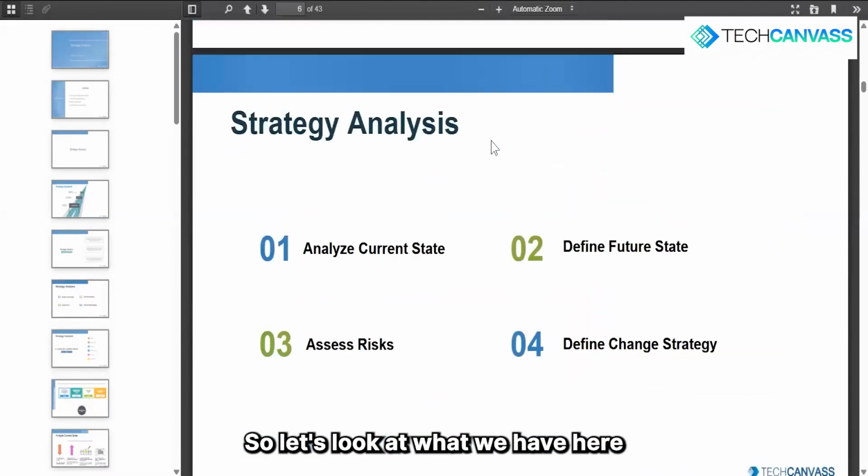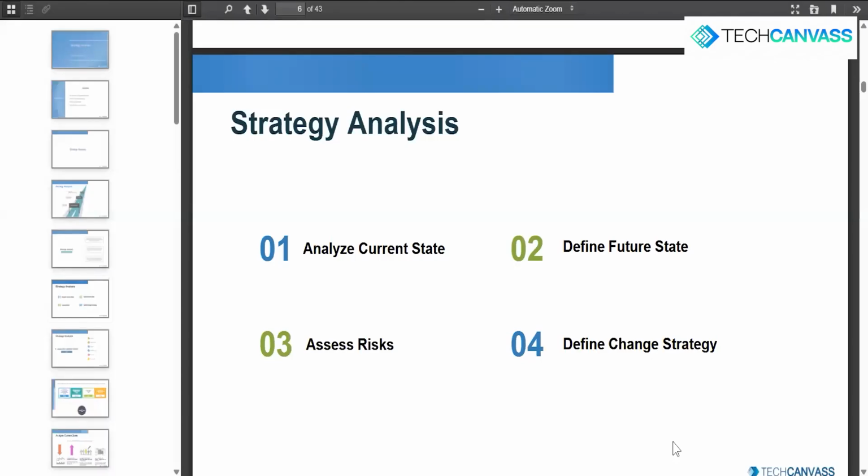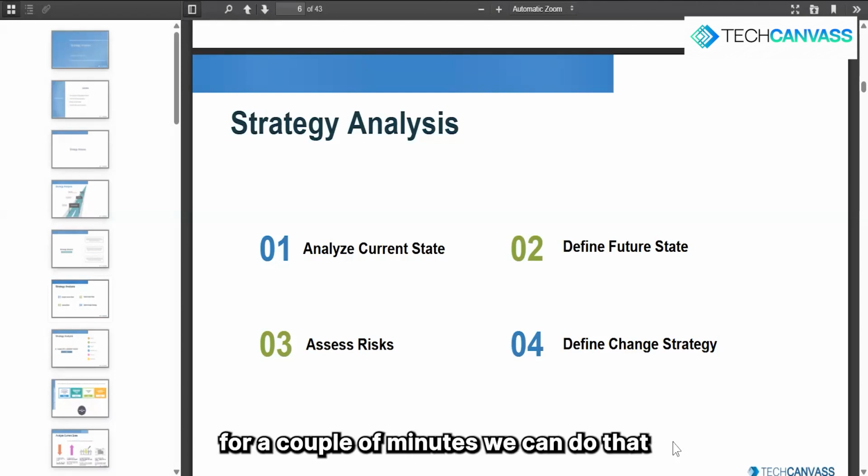So let's look at what we have here. There are 4 tasks that you will perform as a BA. You'll have to analyze the current state, define the future state, assess the risks, and then define the change strategy. Now I will be giving you some examples from my own experience. If you want to share your own examples, feel free to do that. Even if we have to extend the session for a couple of minutes, we can do that.